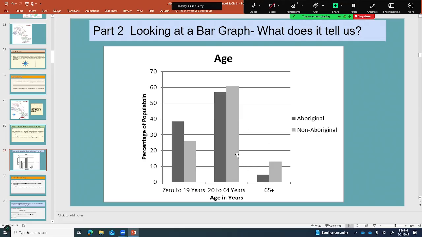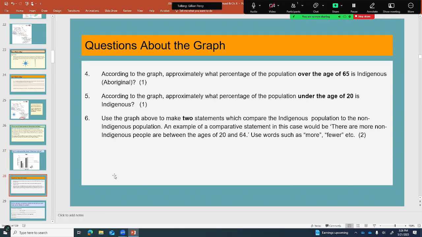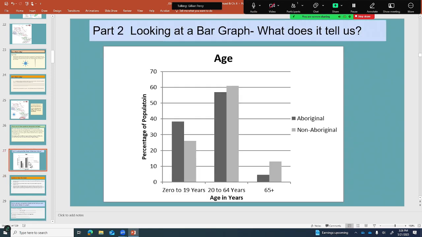So the questions are going to be about this particular bar graph, okay? Number 4, according to the graph, approximately what percentage of the population over the age of 65 is Indigenous? So I would go over here, I'd find the Indigenous Aboriginal people, over 65. Now I've got a problem. It doesn't go all the way up to 10. Sometimes people will try and round off and tell me 10 or round off and tell me 0, but you really can't do that. You're going to have to think, what number is halfway between 0 and 10? And give me a good guess and write that down, okay?